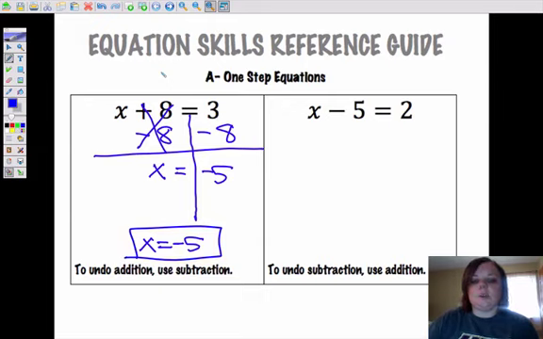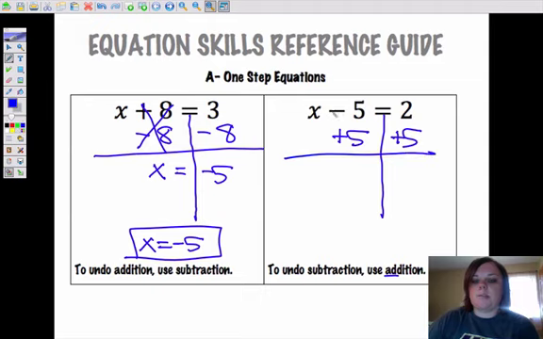Okay, let's look at this one. This time we have subtraction. So to undo subtraction, we're going to use addition, right? I'm going to extend the equal sign again, and then since it's minus 5, I'm going to add 5 to both sides. The negative 5, or the minus 5, will cancel out with the plus 5, and then 2 plus 5 is 7, and on this side all we have left is x, and that's what we want. We want to know what x is equal to, and in this case it's equal to 7.